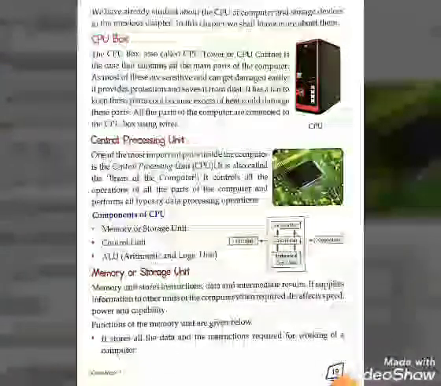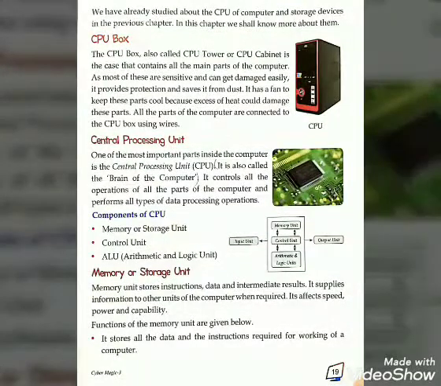As we know, we have already studied the CPU of a computer and storage devices in the previous chapter, that is in chapter 1. Please go through the previous video of chapter 1. That will help you to continue with chapter 2. In this chapter, we shall know more about them.